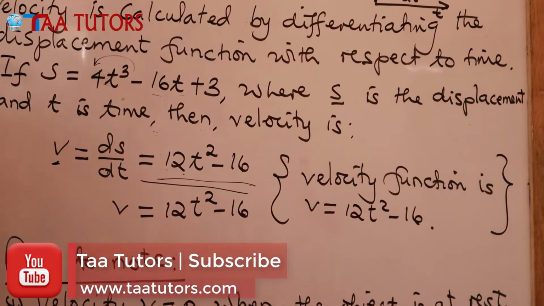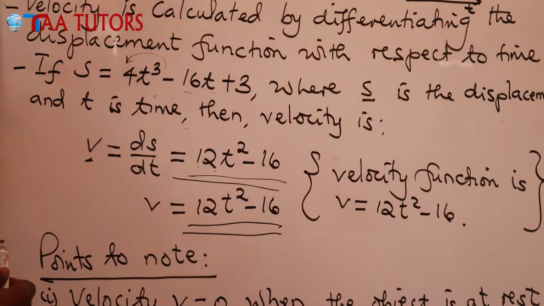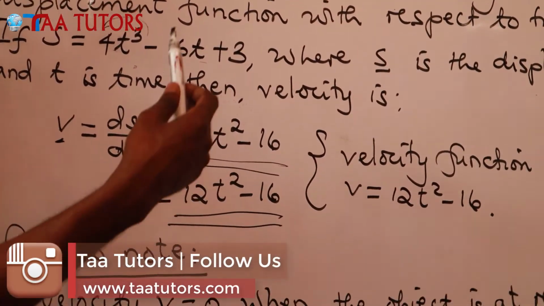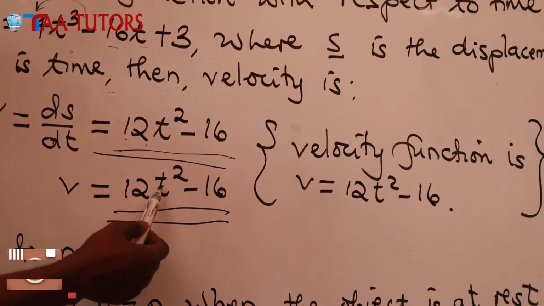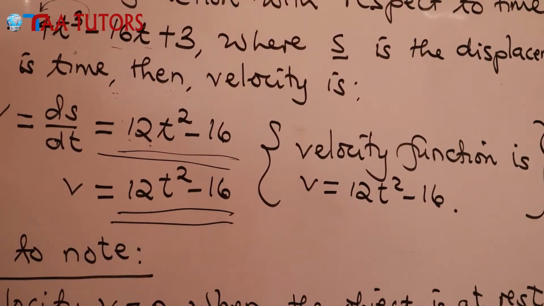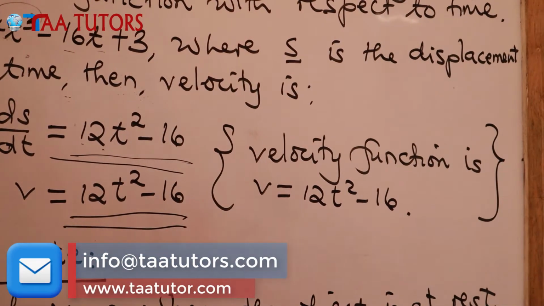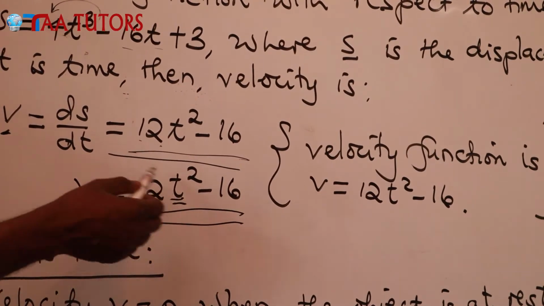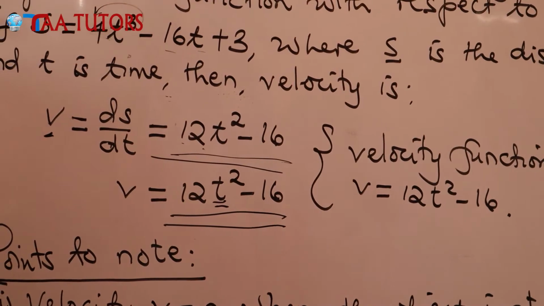After getting the velocity function, if we know the value of t, we can get the actual velocity. For example, if t is 1, after 1 second, velocity will be 12 into 1, which is 12 minus 16, which is actually negative 4. So once we get the velocity function, getting the actual velocity is not hard if we know the value of t, which is time.